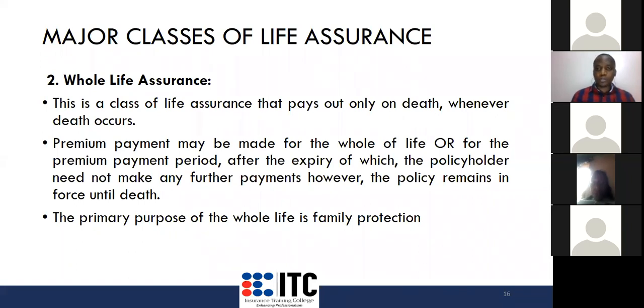For the whole life, actually, you will see that it's interesting because it doesn't expire, because it pays out only, and there's no really specific policy term, because a policy term is as long as the person is living. When the person dies, the payout comes out.